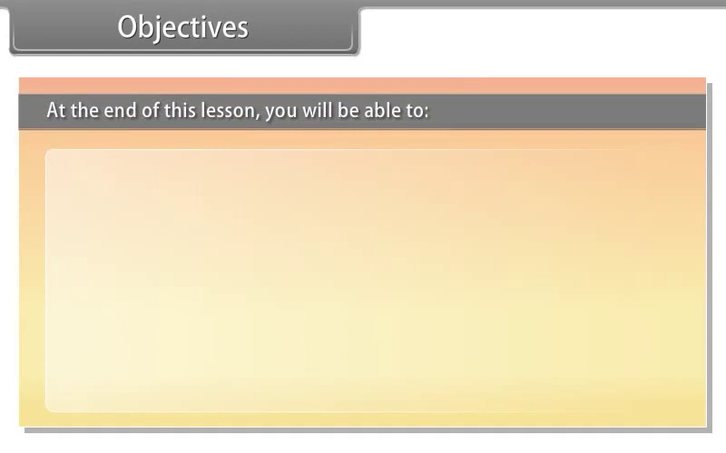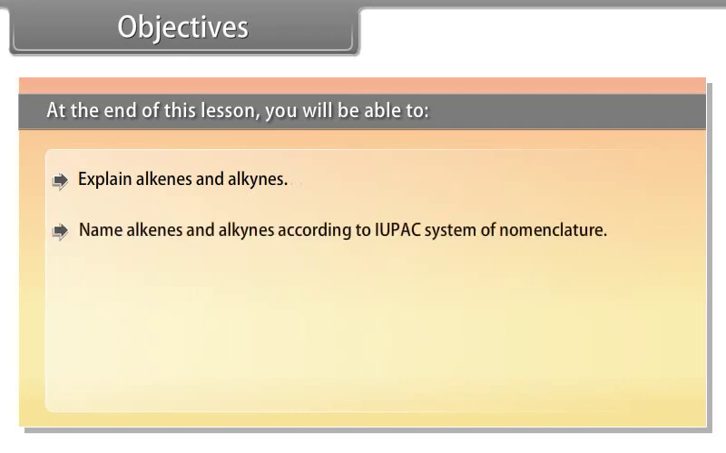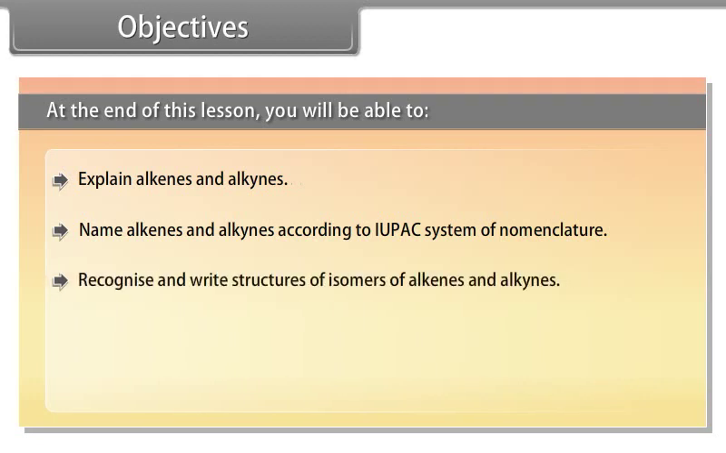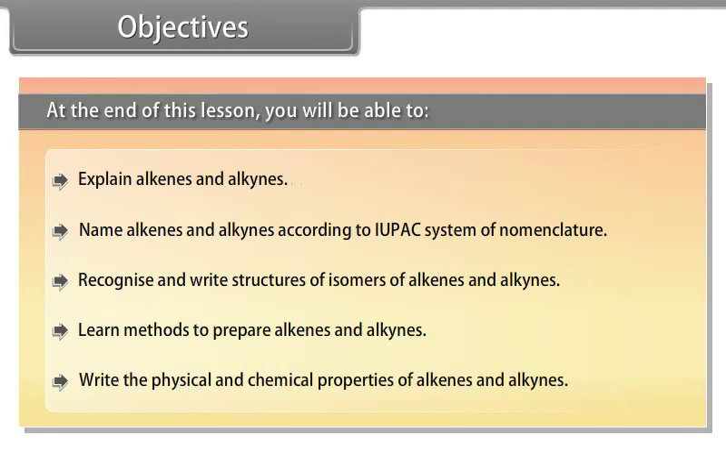Objectives. At the end of this lesson, you will be able to explain alkenes and alkynes, name alkenes and alkynes according to IUPAC system of nomenclature, recognize and write structures of isomers of alkenes and alkynes, learn methods to prepare alkenes and alkynes, write the physical and chemical properties of alkenes and alkynes.